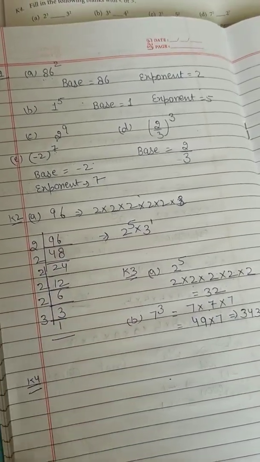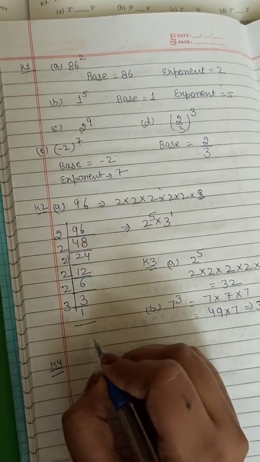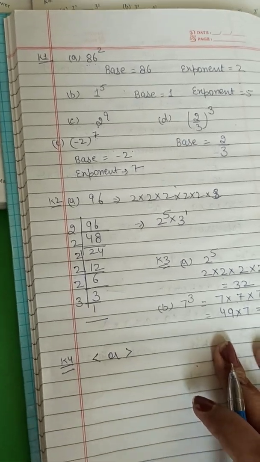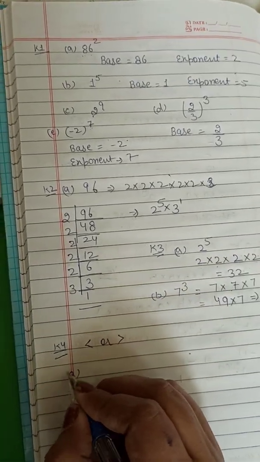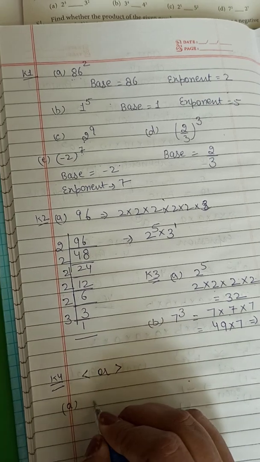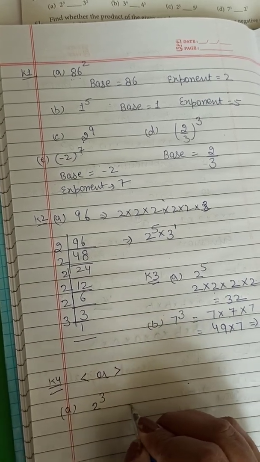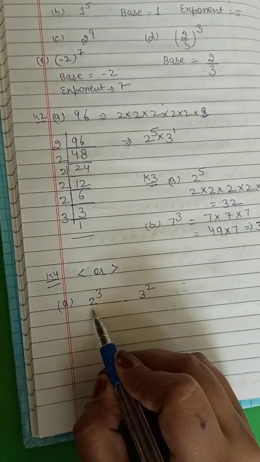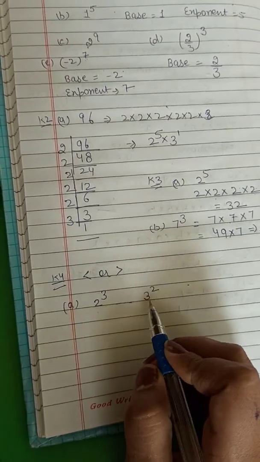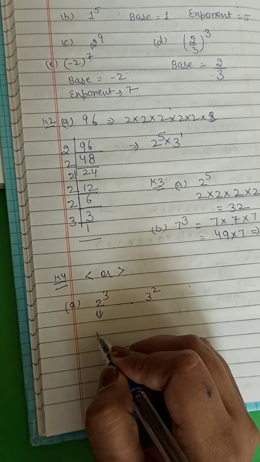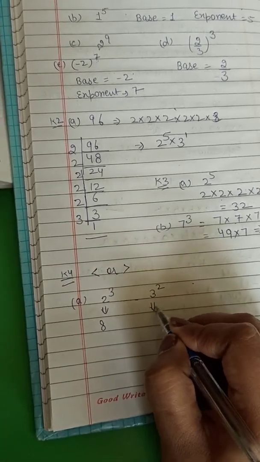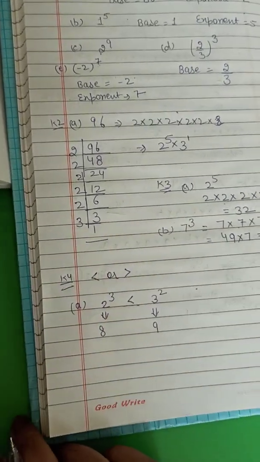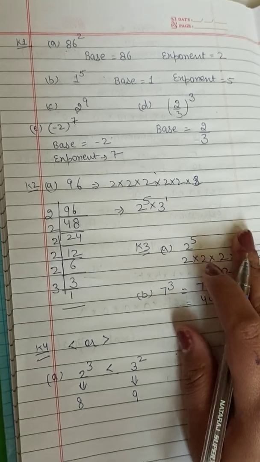After this, the next is K4. K4 is filling the blanks with greater than or less than. Here all the numbers are like this. A part, it is given 2 to the power 3 and 3 to the power 2. Which one is greater? So firstly find the value of this. 2 to the power 3 equals 8 and 3 to the power 2 equals 9. Which one is greater? This one. So like this.